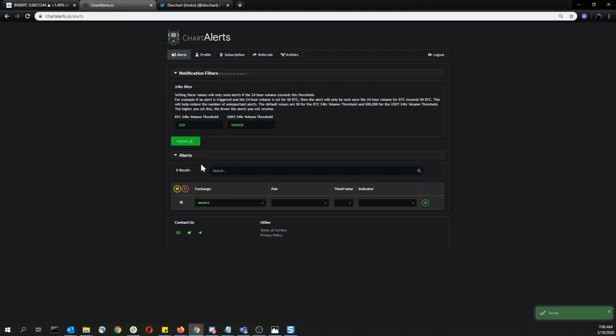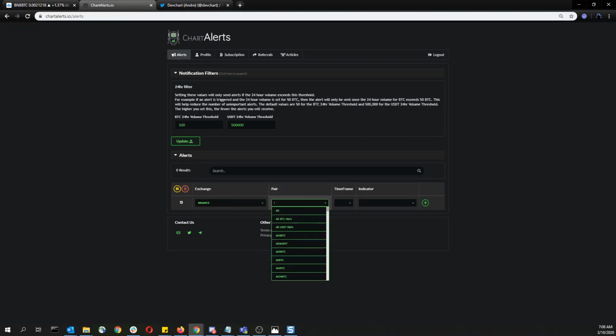And now let's take a look at some of the indicators, pairs and time frames that I like to use. Like I previously mentioned, I like to only trade BTC pairs. But if you want to trade specific coins, you can just enter it and choose it here.